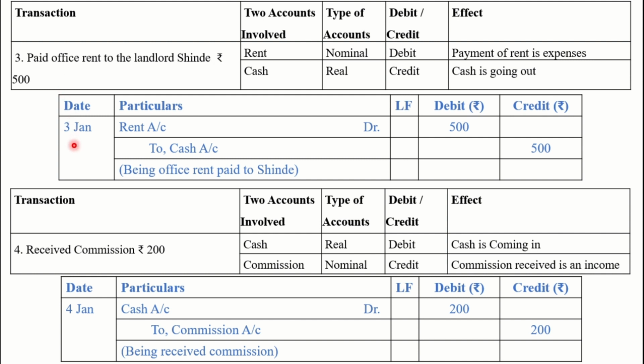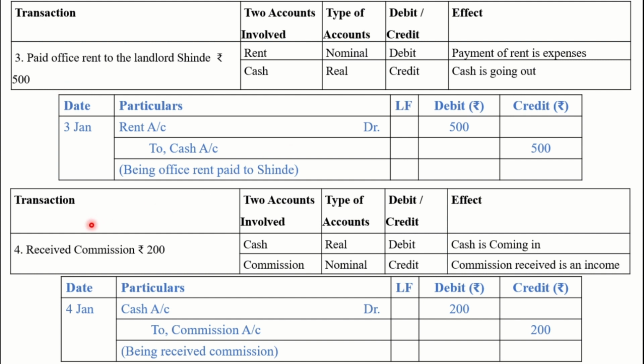Date 3rd January. Particulars: rent account Dr rupees 500, to cash account Cr 500, and narration being office rent paid to Shinde. This is the journal entry of this transaction: paid office rent to the landlord Shinde rupees 500.